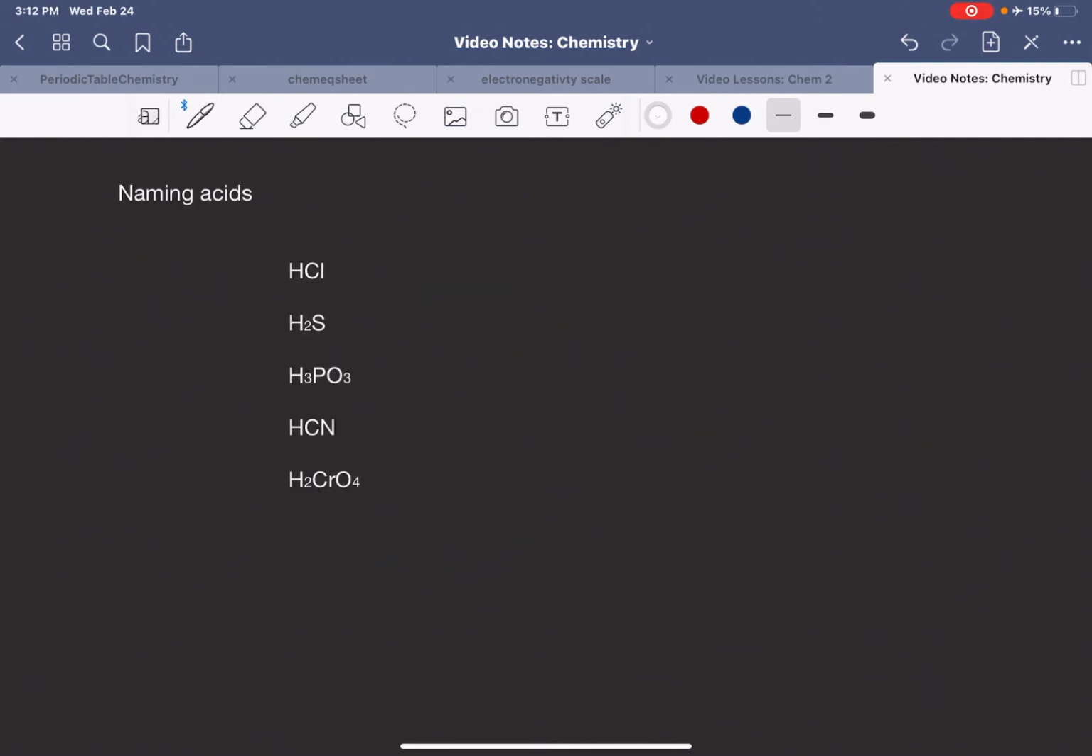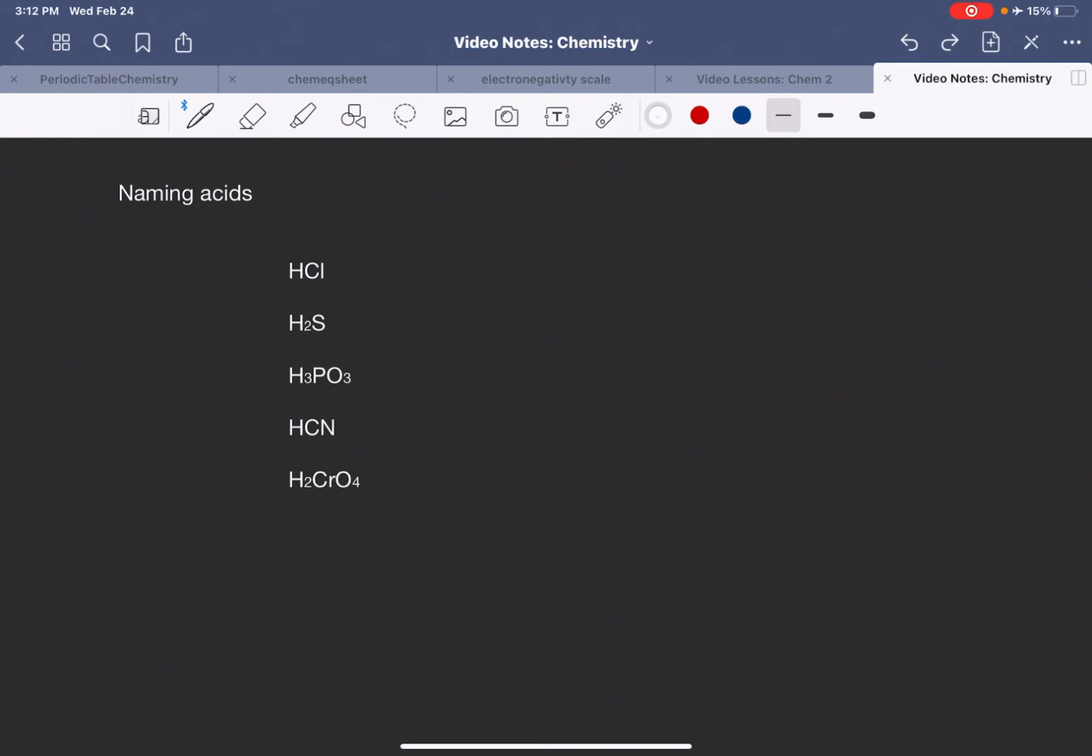All right. So right here, we've got some compound formulas. These are all acids. What you should notice is that every one of these formulas begins with a hydrogen. When you see that, that's the first thing to let you know you have an acid. When you see the hydrogen in the front of the compound formula, you are dealing with an acid.